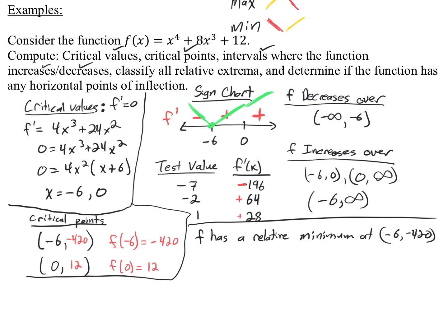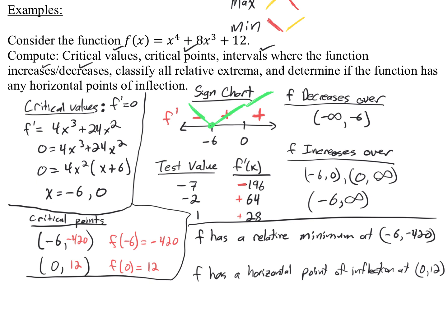A horizontal point of inflection is any place where your first derivative equals 0, so you have a horizontal tangent line, but it doesn't change signs around that. So it was increasing, increasing, or technically it could have been decreasing, decreasing, but as long as these two are the same, then what we are looking at is a horizontal point of inflection. So let's go ahead and write that down. F has a horizontal point of inflection at (0, 12).